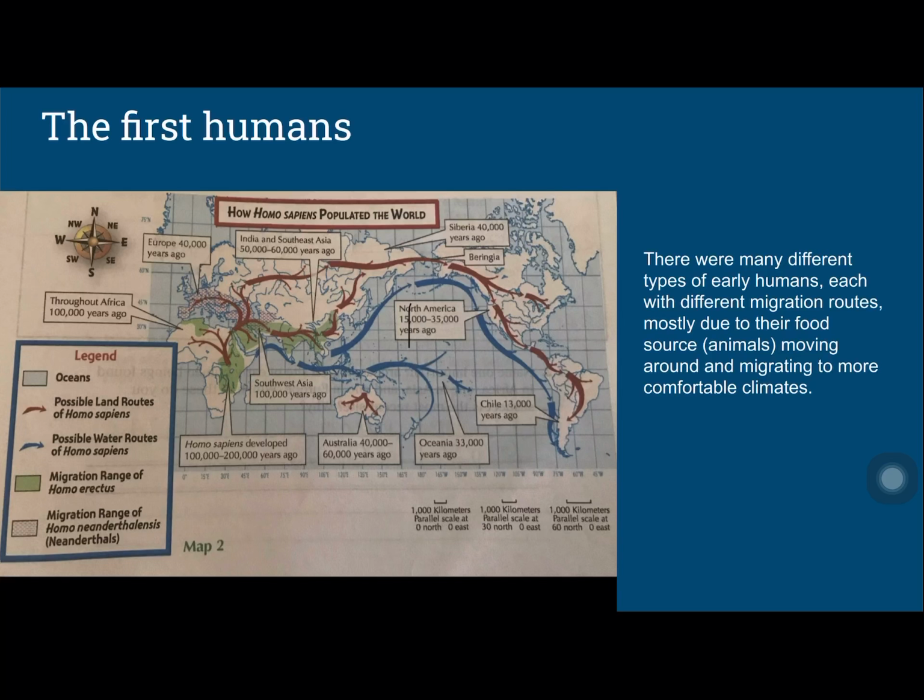As you can see, the green areas are the migration range of the Homo erectus, a type of early human, and the migration of the Homo neanderthalensis. I don't know how to pronounce it, but Neanderthals. They were mainly in Europe. The Homo erectus were mainly in Africa and part of South Asia. Some possible land routes led west to other parts of Africa 100,000 years ago, some led into Europe, others led into Asia and even Siberia, and eventually North America and South America. Those were the longest migrations.